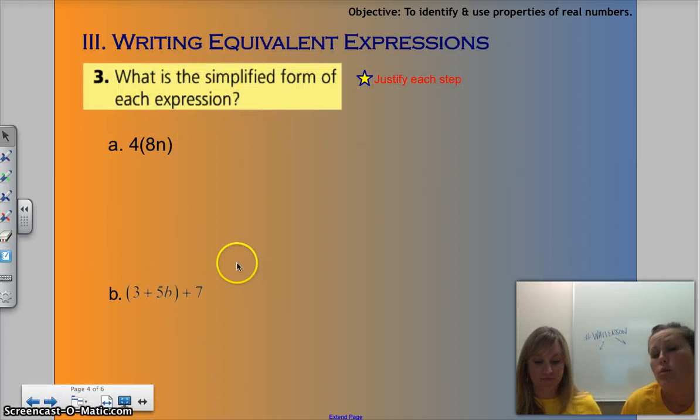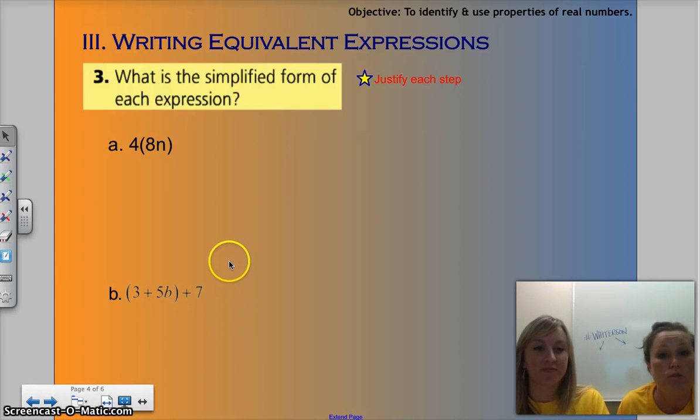All right, writing equivalent expressions. We are going to write some expressions that are equivalent to each other by using our properties.